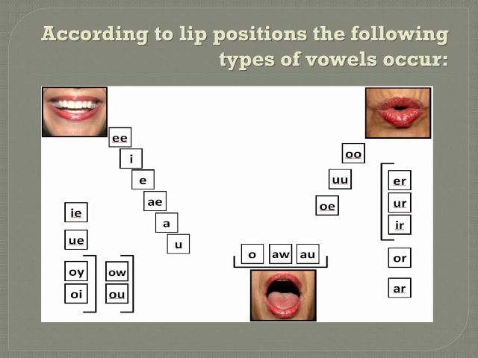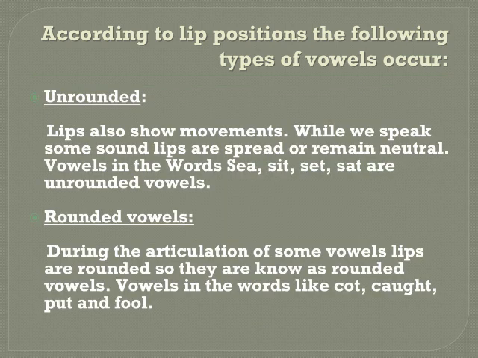Finally, dear learners, as far as the position of the lips is concerned, vowels can be defined as being number 1, neutral, number 2, spread, and finally number 3, round. Unrounded vowels: lips also show movements. While we speak some sounds, lips are spread or remain neutral. Vowels in the words see, sit, set, sat are unrounded vowels.